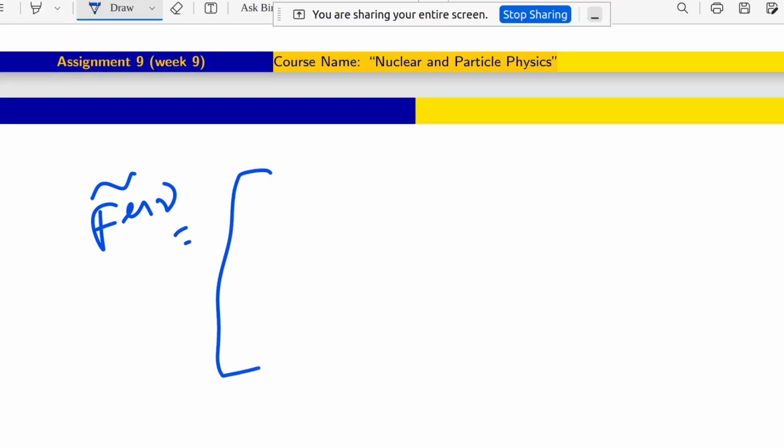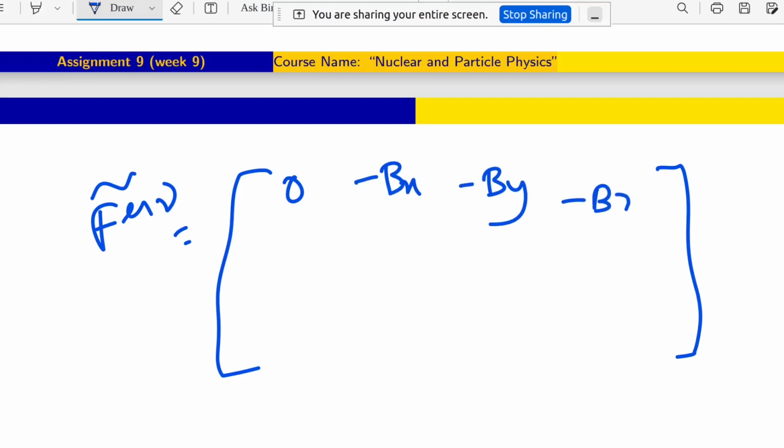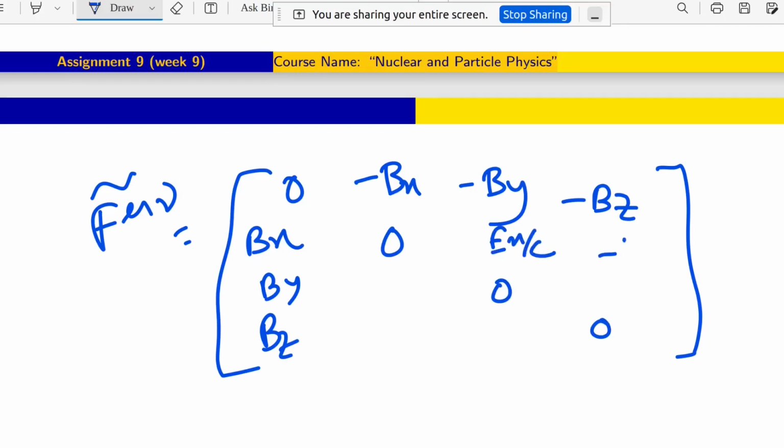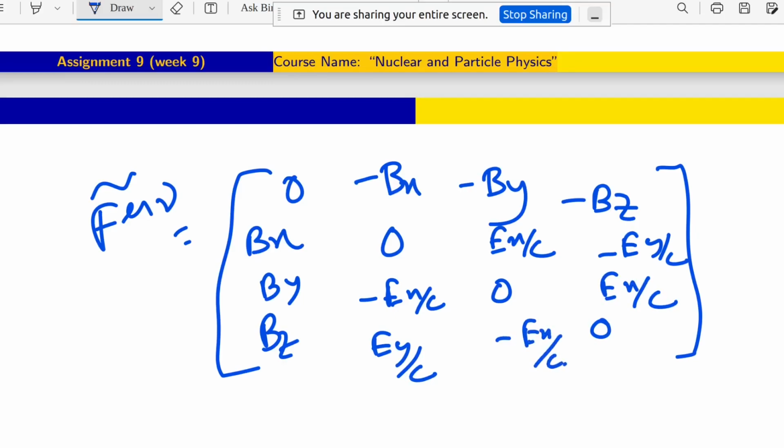I think sir has already explained these things very well. So this is the F mu nu tilde expression. It will be 0, minus Bx, minus By, minus Bz, then Bx, By, Bz, 0, and so on, with E_x/c, minus E_y/c and so on in the other entries. This is nothing but the dual electromagnetic field tensor.